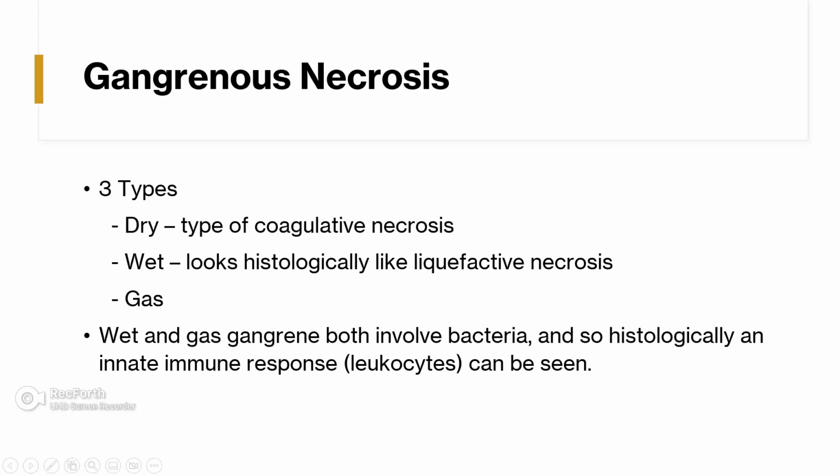And then finally, gangrenous necrosis. There are three types: dry gangrene, wet gangrene, and gas gangrene. Dry gangrene is quite leathery-like, and it's a type of coagulative necrosis, so it has almost the same pathway. There's an infarction, and because of the disrupted blood supply, it causes cell injury, and then a type of coagulative necrosis.